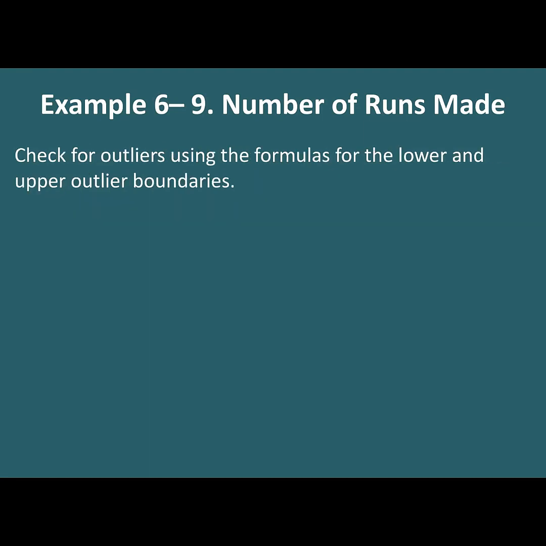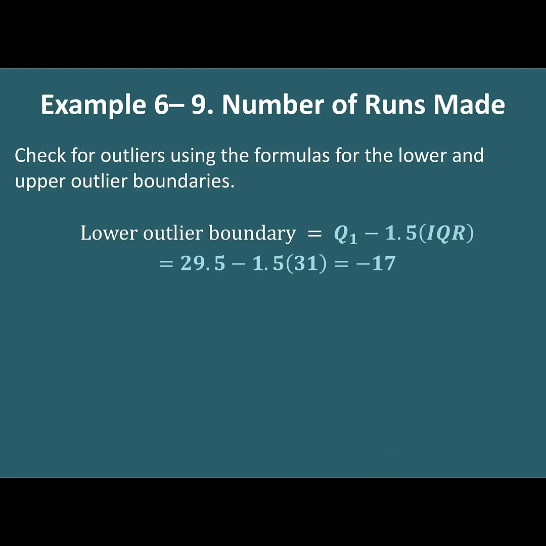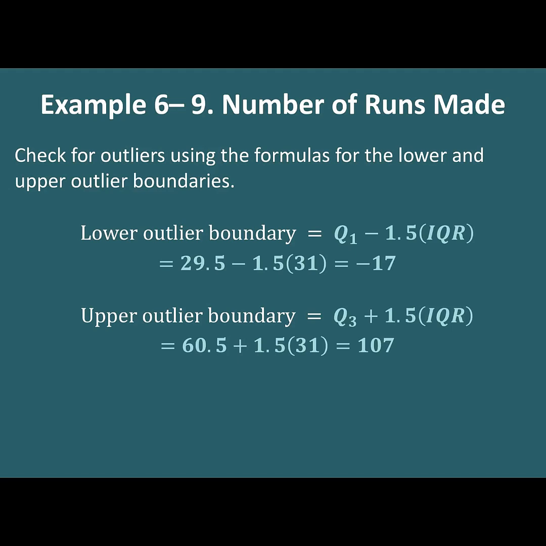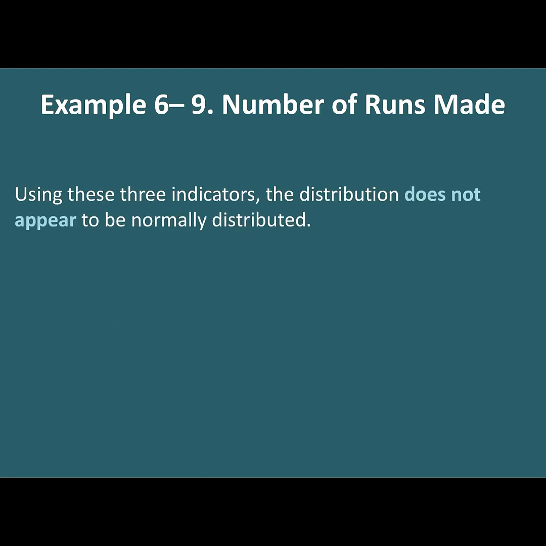Let's go ahead now and check the outliers as well. The lower outlier boundary, in this case, will be negative 17. The upper outlier boundary, in this case, will be 107. We have the interquartile range of 31. And if we take a look back at the data, there is no data value that's less than negative 17 or greater than 107. So here we have no outliers. Now, despite having no outliers, we still have a situation that does not appear to be normally distributed.